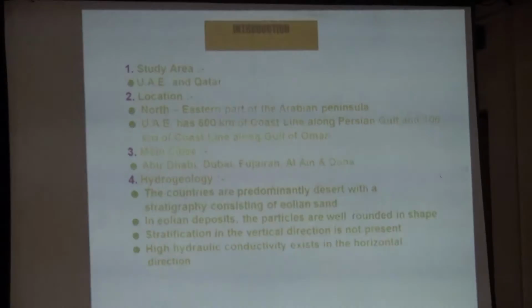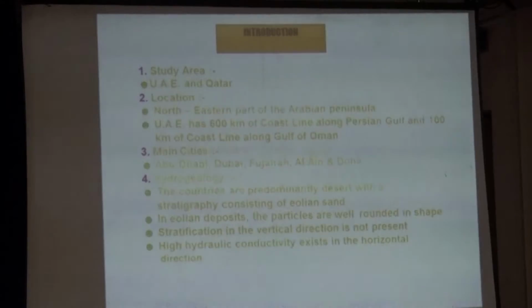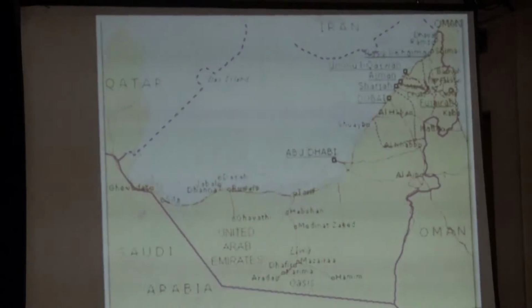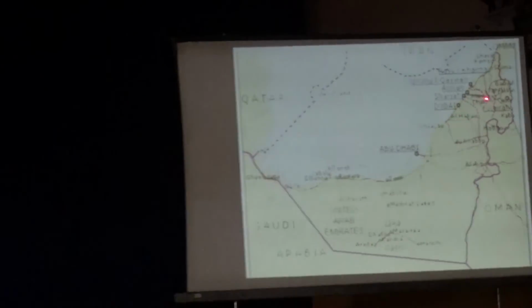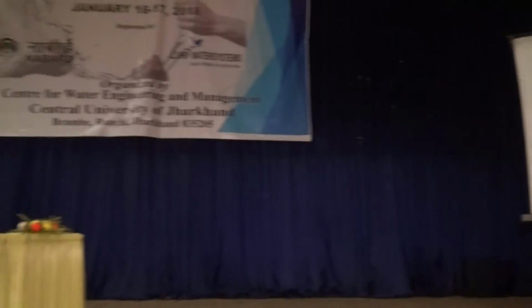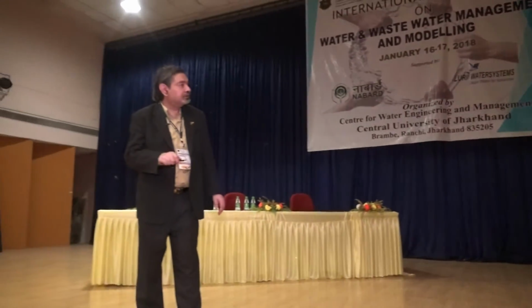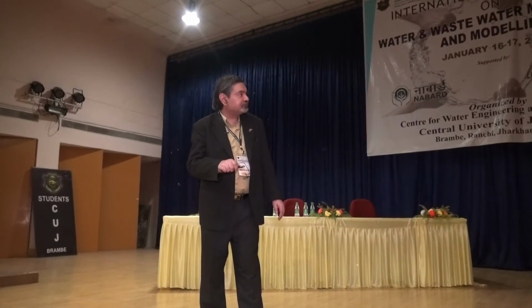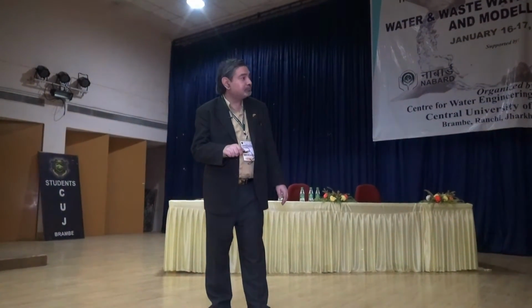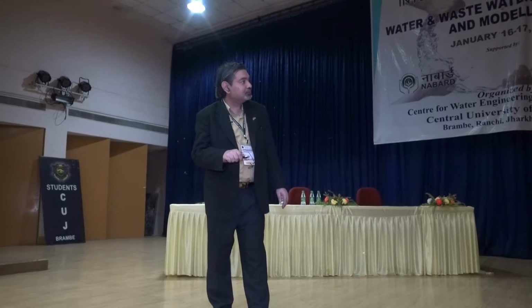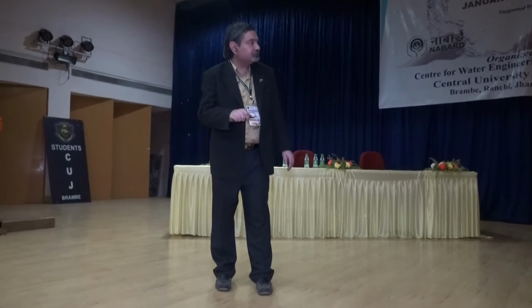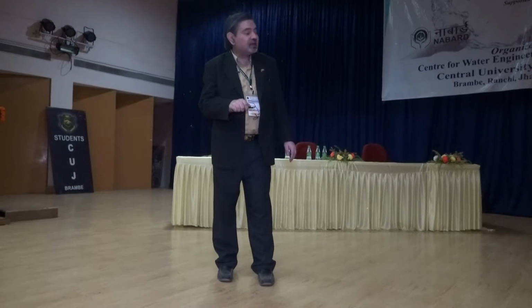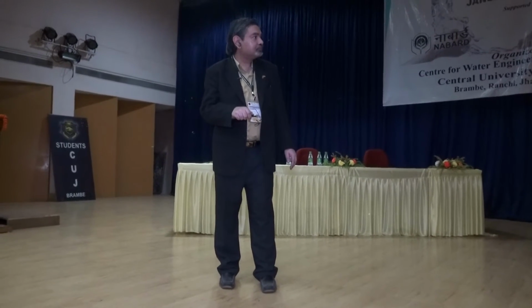This is something about UAE and Qatar. Next slide. Okay, so this is UAE, a small country, but highly affected by saline water intrusion. No rivers over there, so drinking water is a big problem. Desalination. Next slide. Qatar again, similar problem, similar solution, desalination. Again, energy expensive.